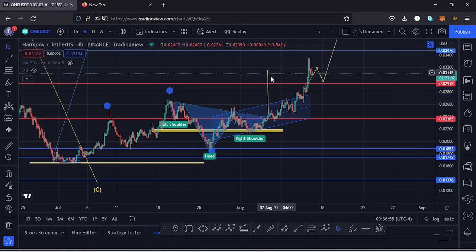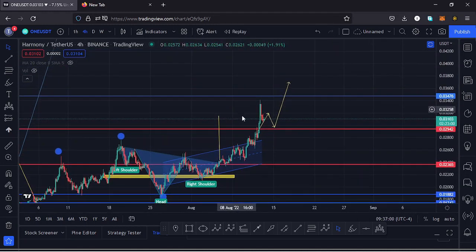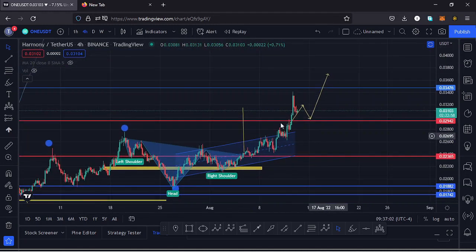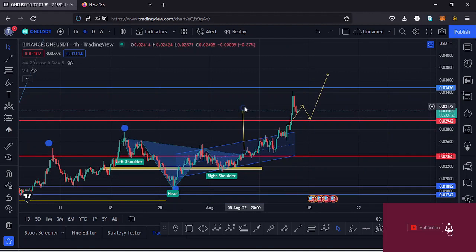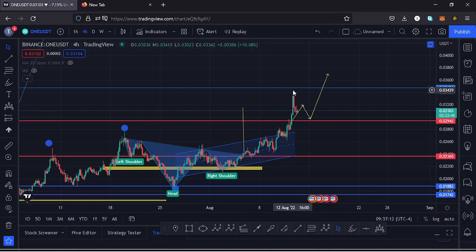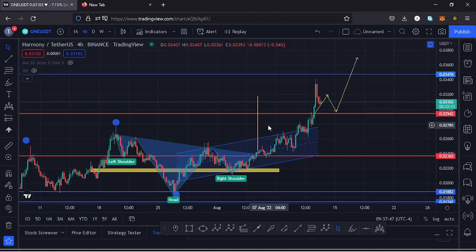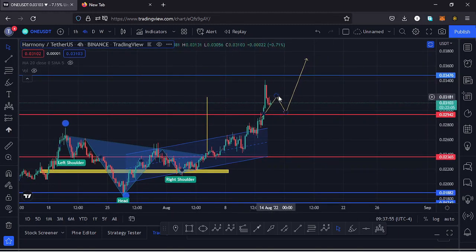You can see we have maximized the target area of that head and shoulders pattern, because it was giving us a target area to around the $0.03179 mark, and we have made our high at around the $0.03439 mark, and that shows us that you have maximized the target area of that head and shoulders pattern. And here on the chart, I have now new scenarios that I expect to play out.